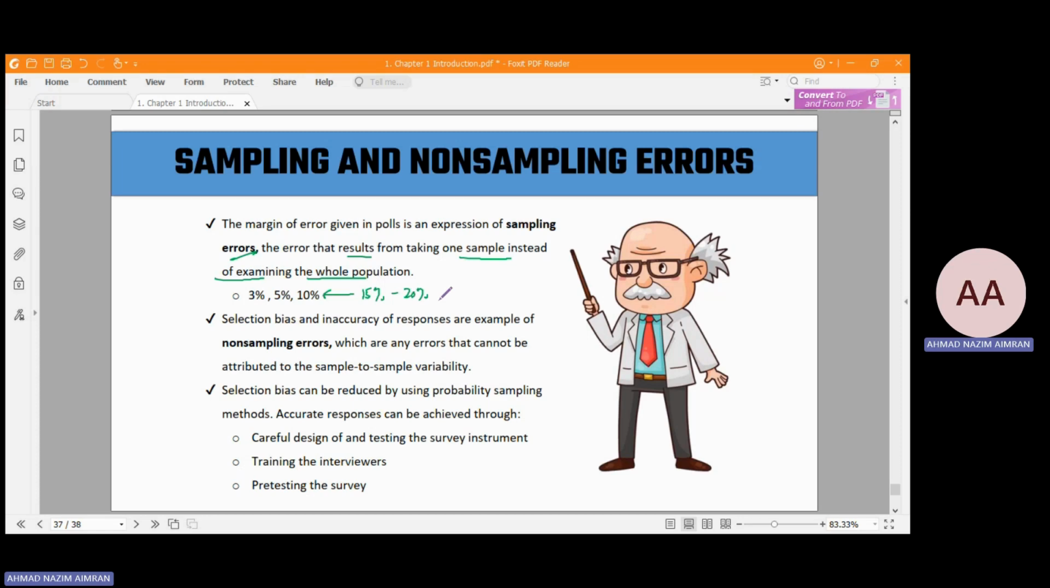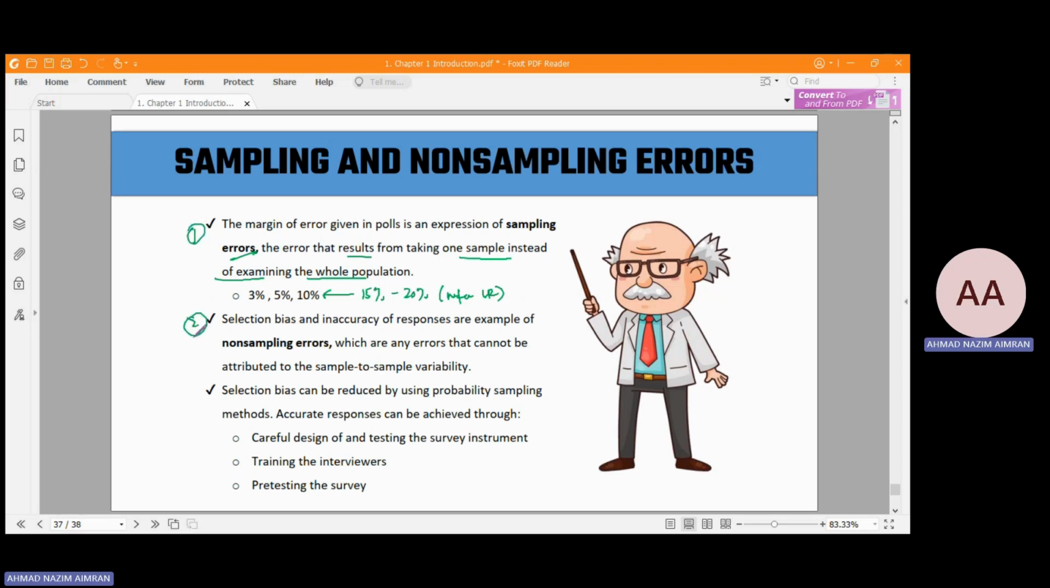Okay, to set what is the suitable margin of error for your study, I recommend you to refer to the previous studies, the same as the one that you are going to conduct. Okay, and the next one is selection bias. This is the first one.